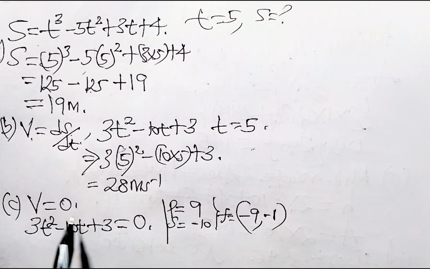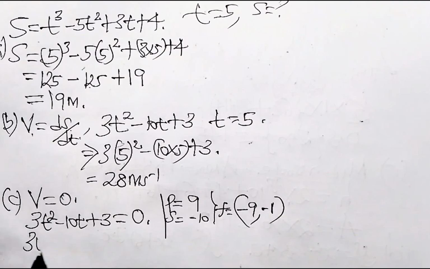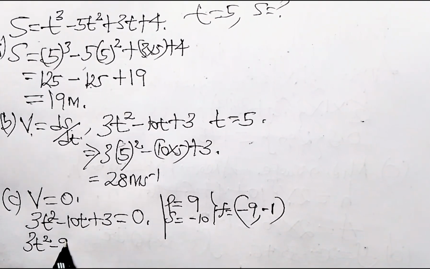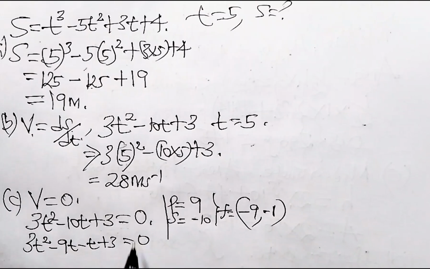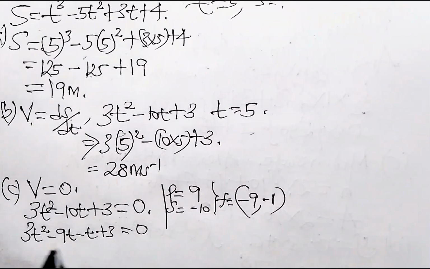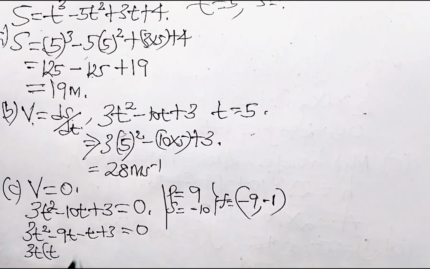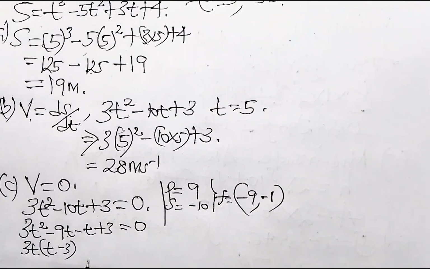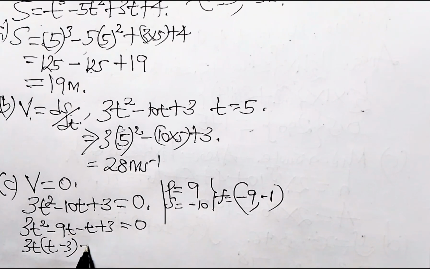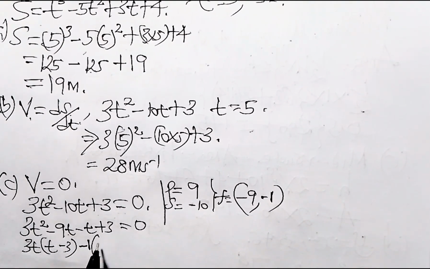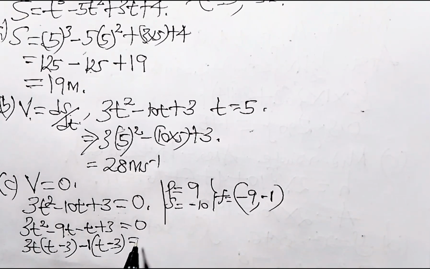So you rewrite the middle term using those two factors. You will get 3t squared minus 9t minus t plus 3 equals 0. When you factor out here, 3t will be common, multiplied by t minus 3. And here when you factor out, you get negative 1 multiplied by t minus 3 to be equal to 0.